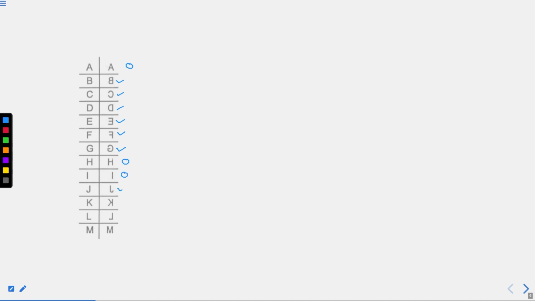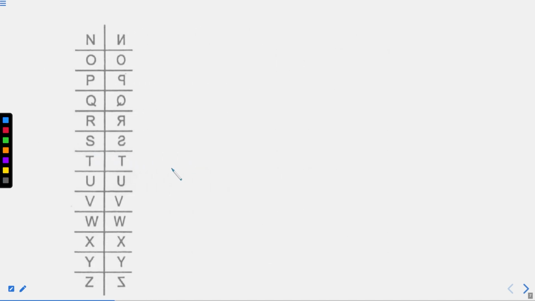For J it is different. For K it is different. For L it is different. For M it is same. So how many in number? Total 4. 4 from the first 13, right? Now we look for the rest 13, right? This is not similar. This is similar.